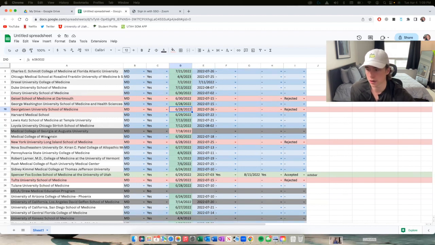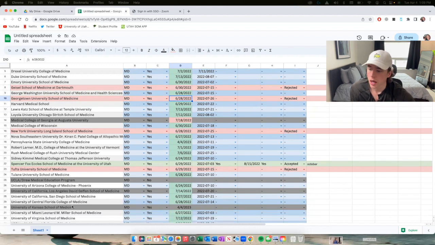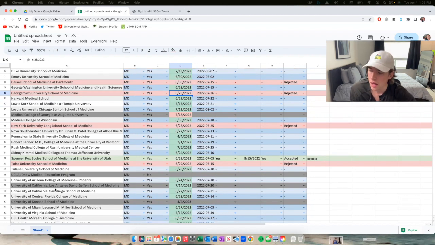Then I applied to Medical College of Wisconsin, NYU Long Island, Nova, MD, Penn State, Vermont, Rush, Sidney Kimmel, Utah, Tufts, Tulane, UCLA, Arizona, UCLA. Again, I did not know the difference between the Drew and the regular one, so I applied to both. And I ended up not actually doing either. I did the secondary for UCLA, but I did not know they required a preview test, and my application would have been so late by the time I realized it that I was like, we're just not gonna deal with another $100 test for no reason.